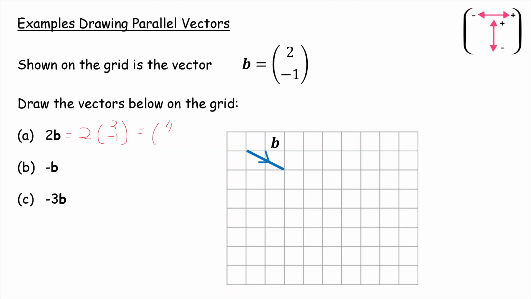2 by minus 1 is minus 2. Okay, it works out kind of how you think it would work out. So I'm going to go and draw in my vector 2b, 4 across, minus 2 down.